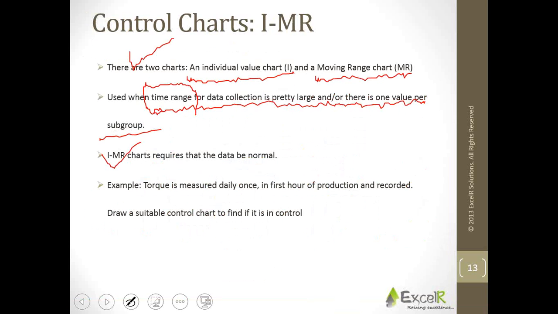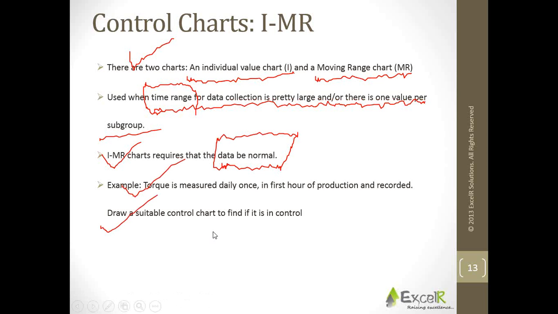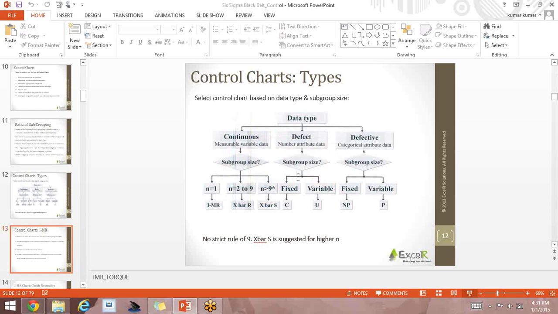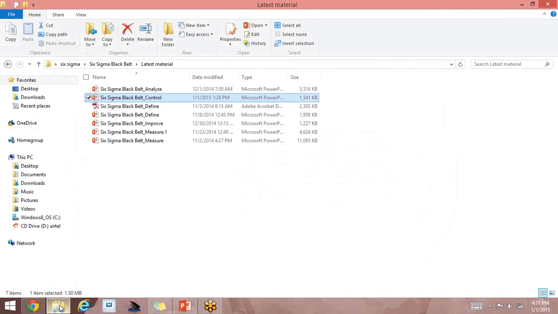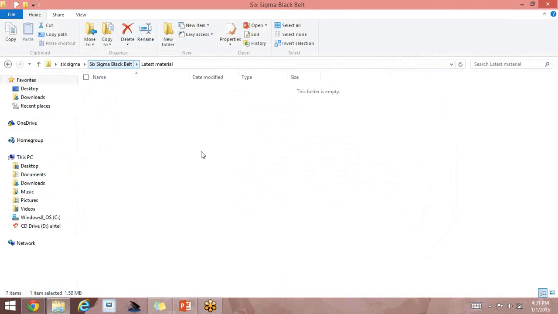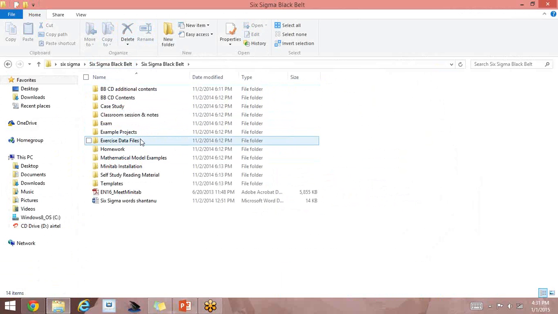The IMR chart has this condition that the data should always be normal. For example, torque is measured once daily in the first hour of production and then it is recorded. Then draw a suitable control chart to find if it is in control. Under such circumstances, you go with the IMR chart. Let us see whether we can use this example. Let us plot the control chart.